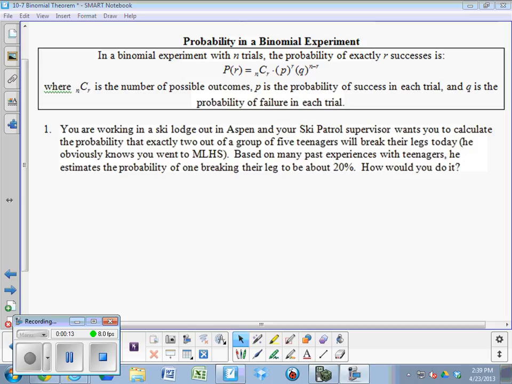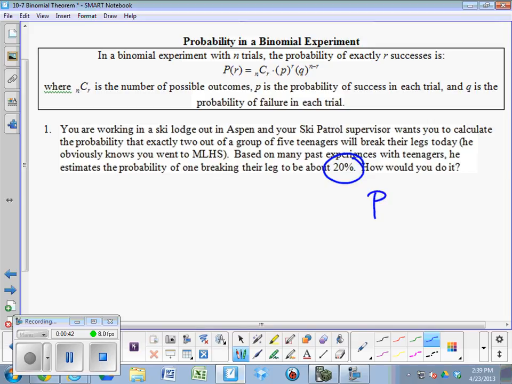The probability that one kid from the Mount Lebanon Ski Club will break their leg is 20%. There's a 20% chance that one person at any one time would break their leg. This is one leg per person, all right? One broken leg per person. So remember that. That qualifies in this problem as our P.